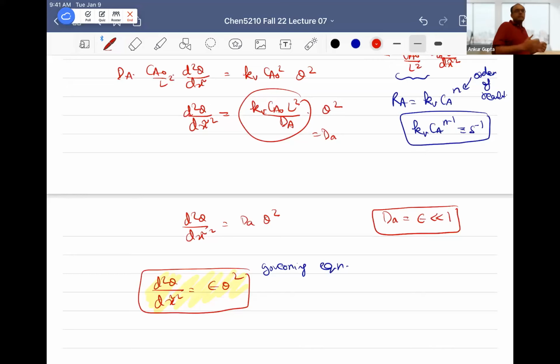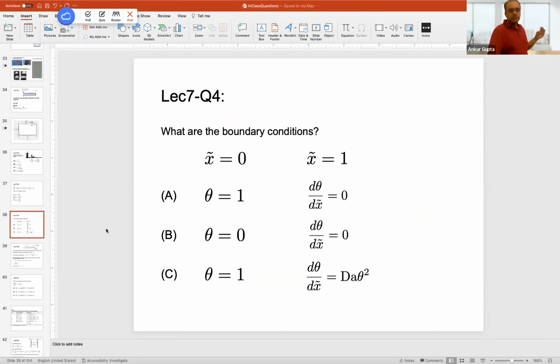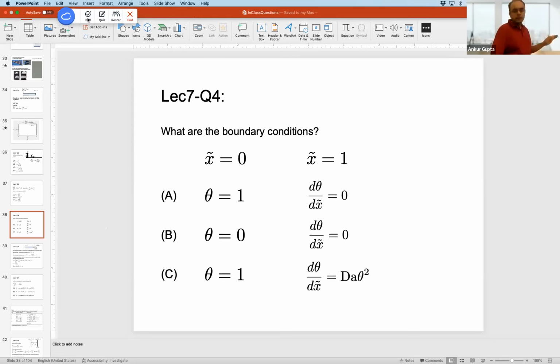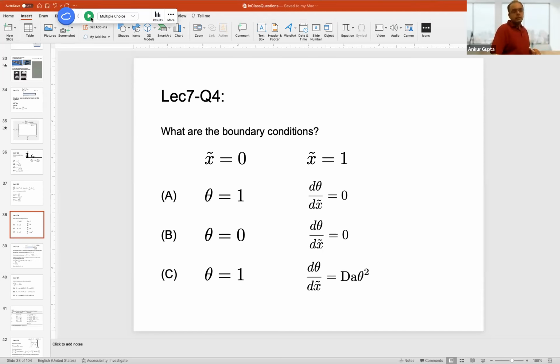So we have this governing equation, but we never end with a governing equation. We also need boundary conditions. Please take a second and tell me what the boundary conditions are. This should not take too much time. I will give you maybe 1 minute to do this, and then we will start the solution procedure. What should be the boundary conditions for x equal to 0 and x equal to 1?